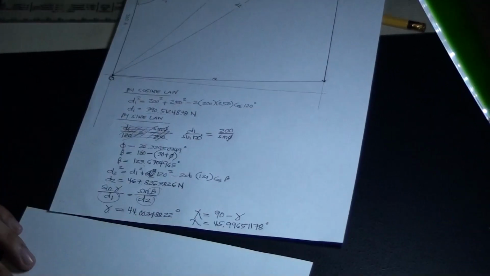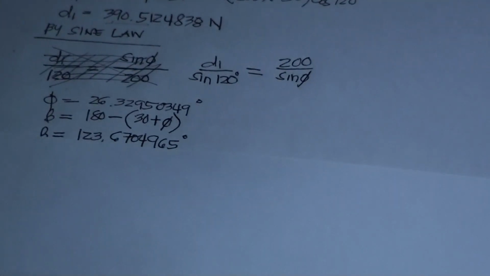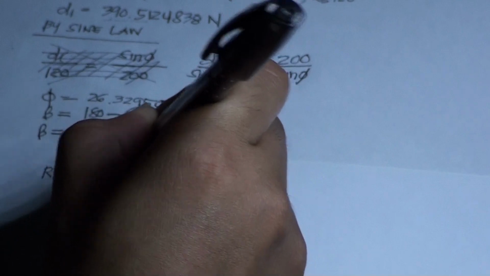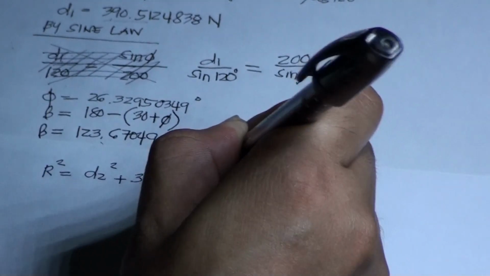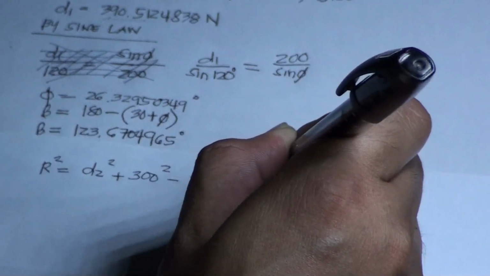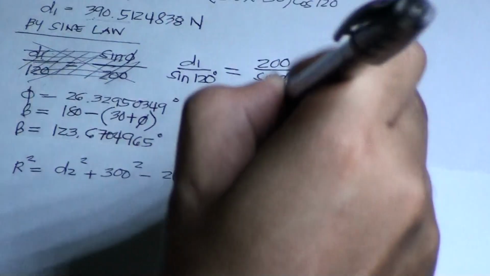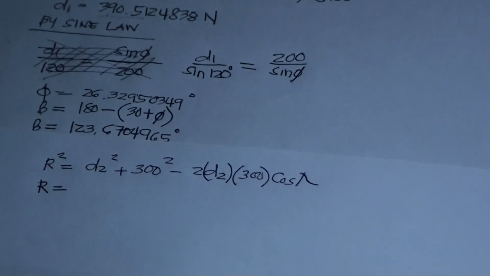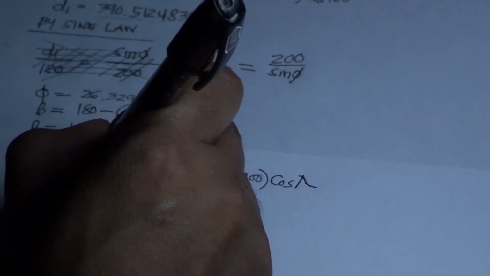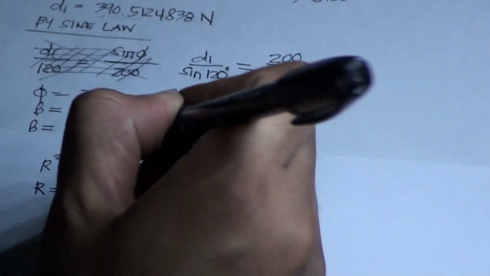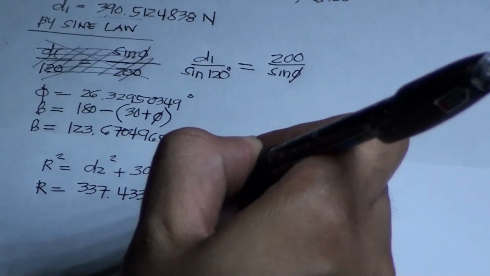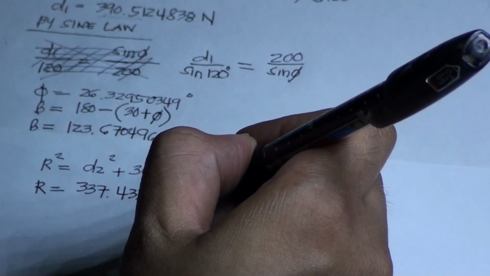So to solve for R now, based on the figure, we have R squared is just equivalent to D sub 2 squared plus 300 squared minus 2 D sub 2 times 300 cosine lambda, ending up with your R equivalent now to 337.4337331.